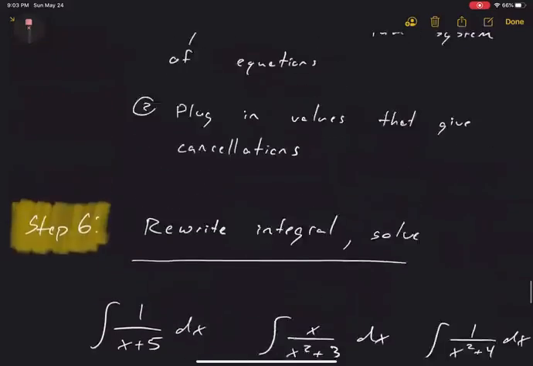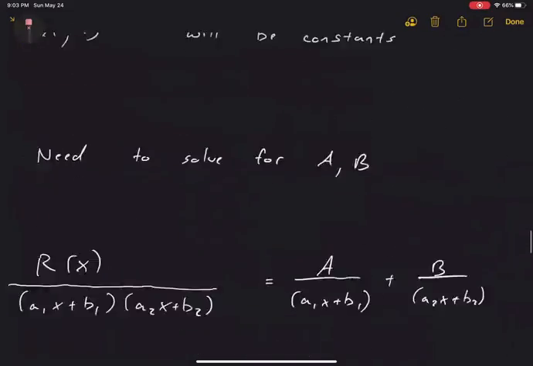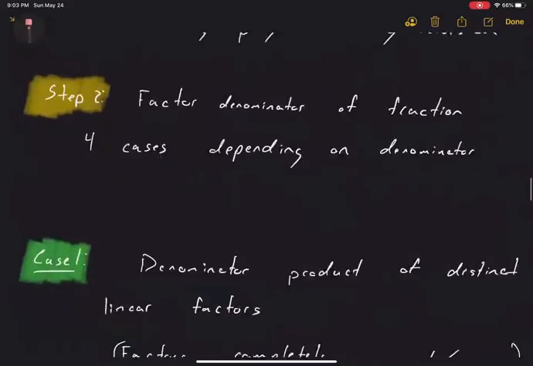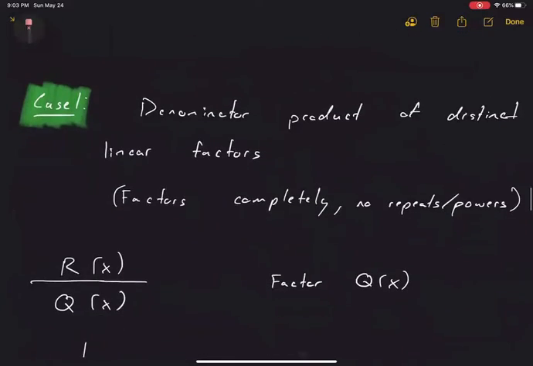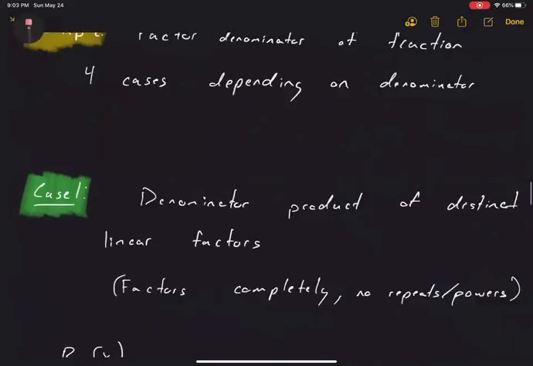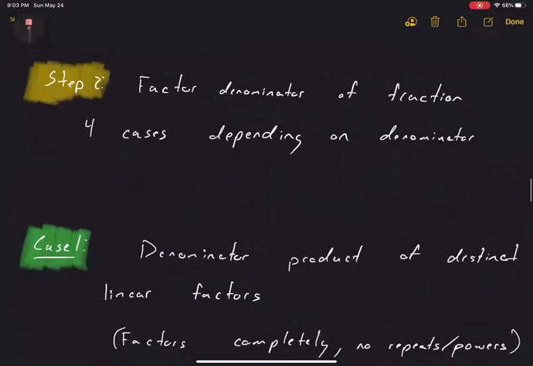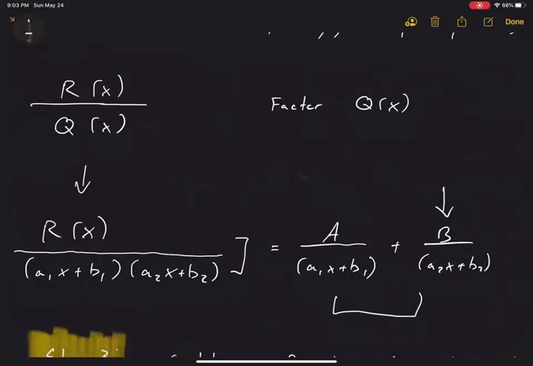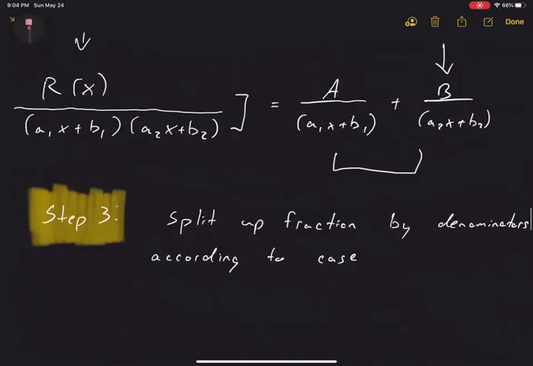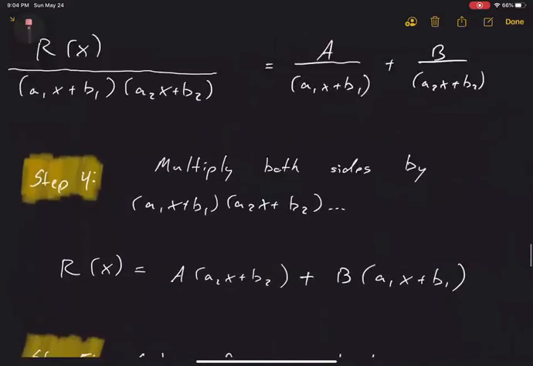So remember, all these steps I've laid out are for case 1. Well, these steps work for any of our cases, but we talked about case 1, right? Where we factor in step 2, and when we factored, everything was linear and everything was distinct, meaning there were no repeats, no powers. So let's now start talking about the other cases.